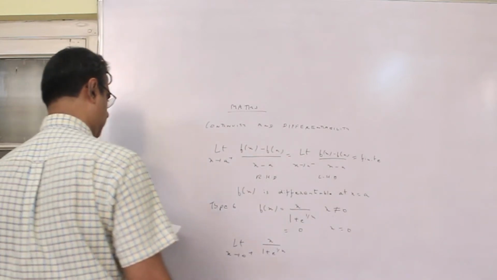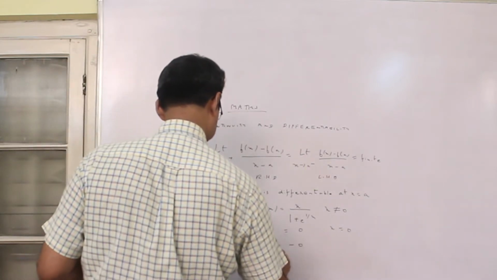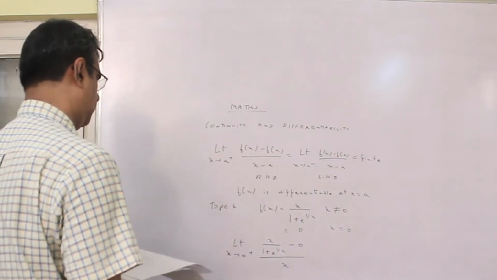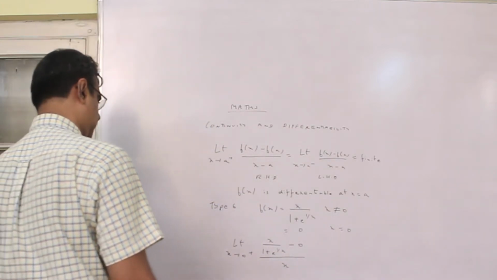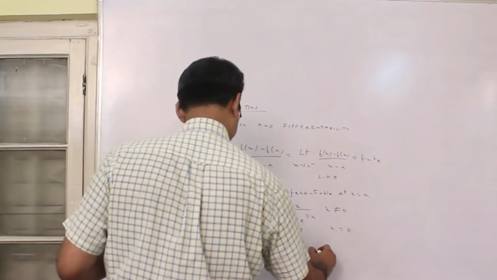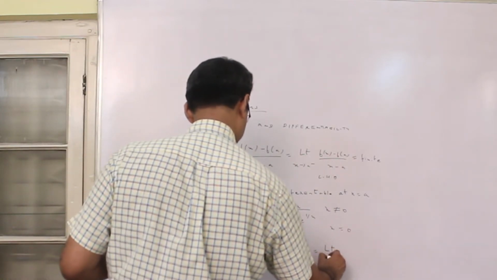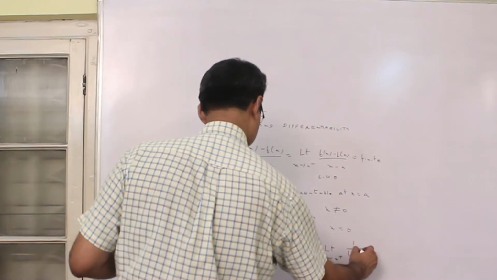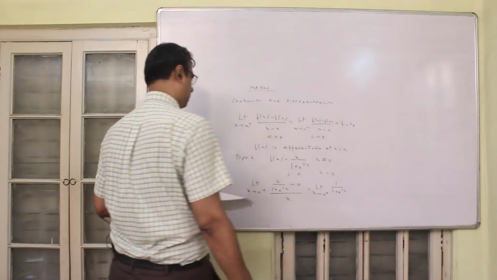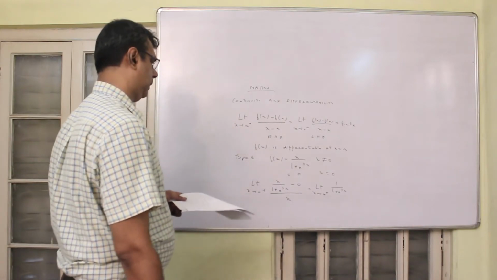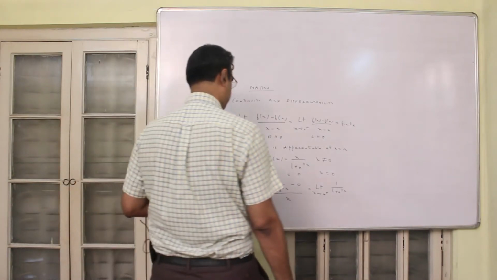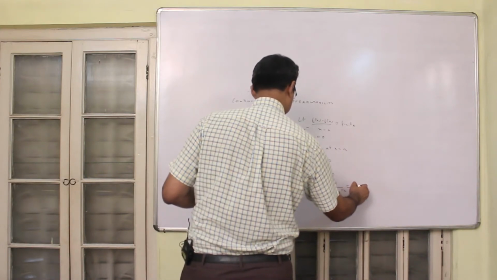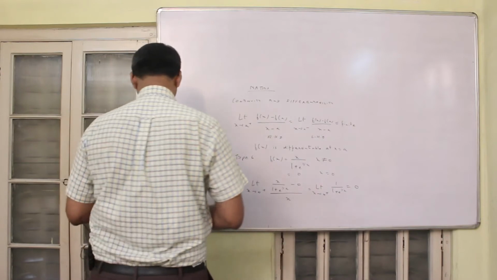the right hand derivative. So when you are taking the right hand derivative, this is the expression. Now if x tends to 0 plus, then e to the power 1 by x will tend to e to the power infinity. So the answer will be 0.